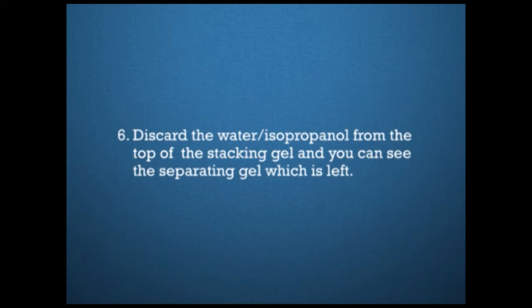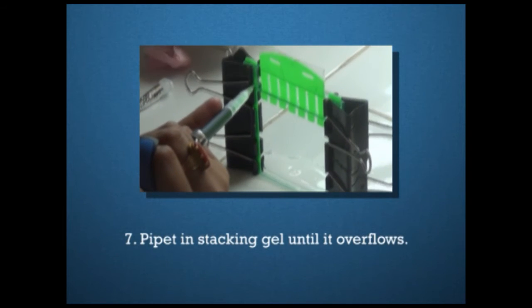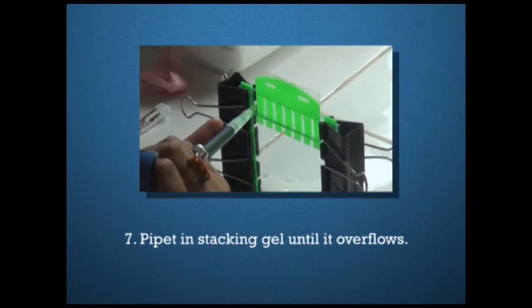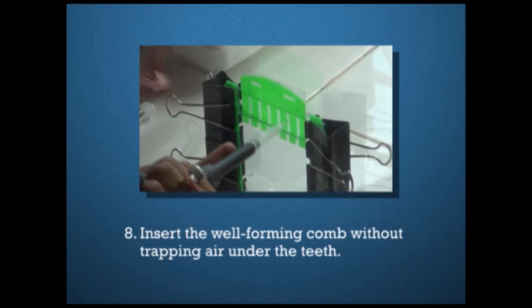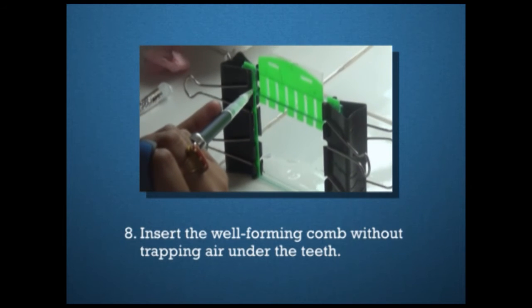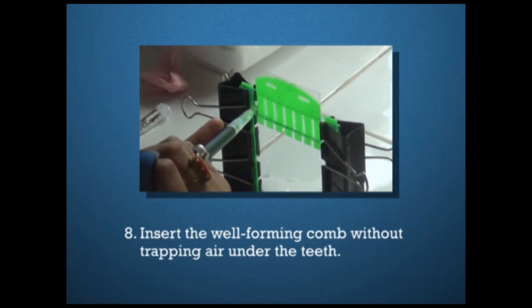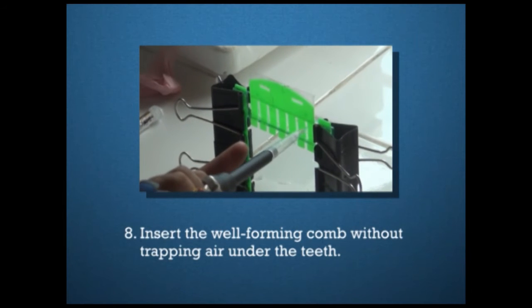Discard the water or isopropanol from the top of the separating gel and you can see the separating gel which is left. In the seventh step, pipette in stacking gel until it overflows. In the eighth step, insert the well forming comb without trapping air under the teeth. Next, wait for around 20 to 30 minutes to get it to gel.